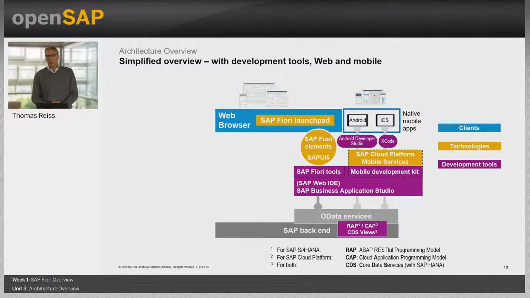For developing native mobile Fiori apps, the SAP Cloud Platform Mobile Services provide a mobile development kit as a plugin for the SAP Business Application Studio, with which you can code once and create native apps for both iOS and Android. Alternatively, you can use our Fiori SDKs for Android and for iOS in Android Developer Studio and Xcode respectively.